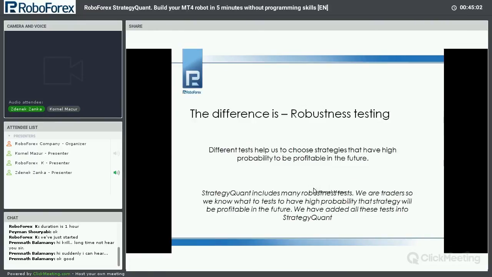The difference is robustness tests. What is this? Different tests help us choose strategies that have a high probability to be profitable in the future. So you have, for example, 10 strategies, and all of them look very good. They have nice equities, great parameters. You created them yourself, or StrategyQuant generated those strategies for you. It doesn't matter. But the question is, which of them will perform in the future?